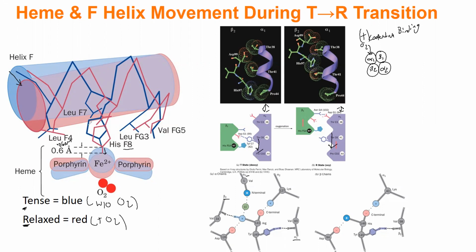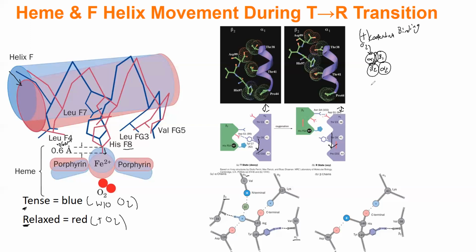This causes the distal histidine to move. This causes the helix F to move, all the amino acids in there. That changes the interaction between the subunits, which will cause the subunits to now want to bind oxygen more. So in general, that is what's going on.